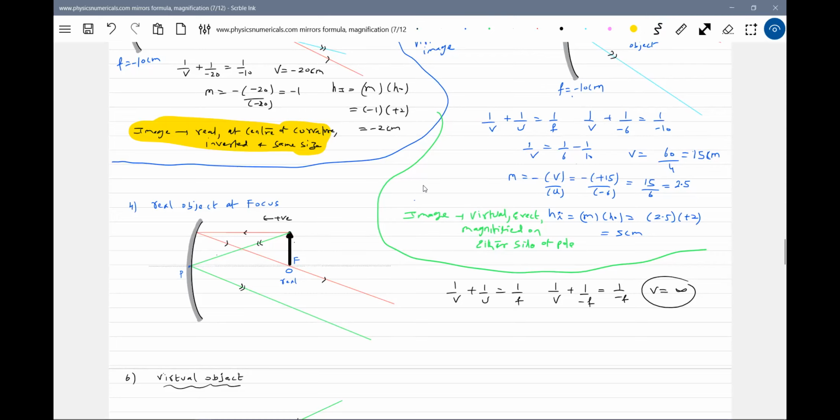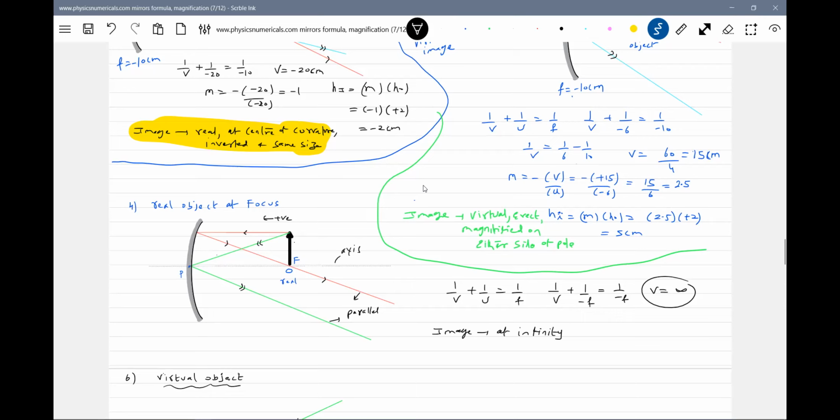So now let's do one thing. I'll send a ray parallel to the axis. The incident ray will strike the mirror, and after reflection it should pass through focus. Then the other incident ray, which is incident at the pole, after reflection will go back. So these two are parallel now. So if the object is kept at focus, the image will be at infinity.